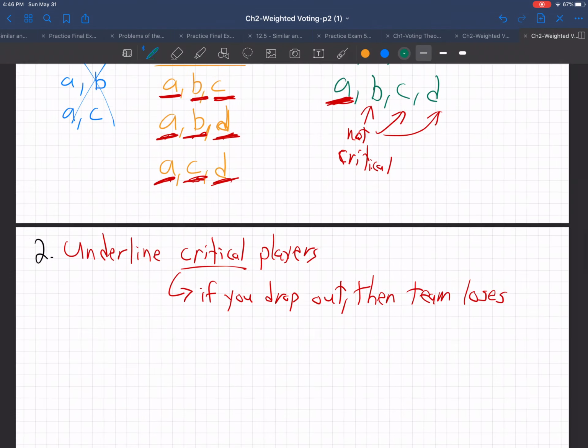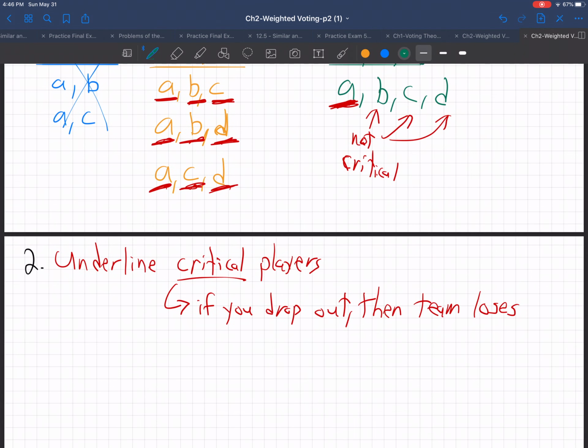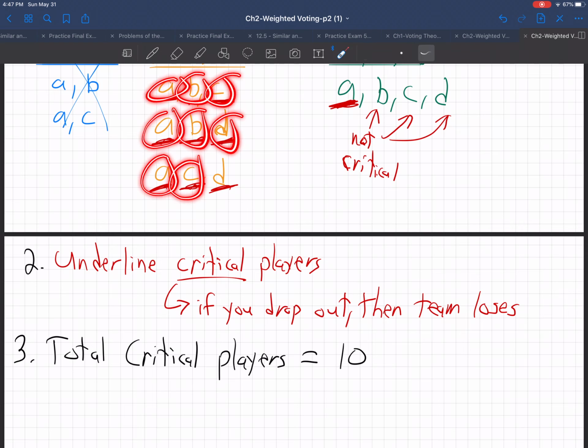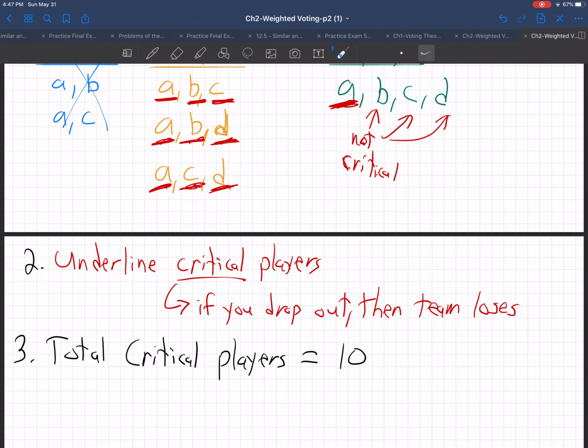All right, so now that's step 2. We've underlined all the critical players. Now we're ready for step 3. Total critical players. What's the total of all the critical players? If you add all those up, there's 10 of them. We just add them up here: 1, 2, 3, 4, 5, 6, 7, 8, 9, 10 times that players were critical.